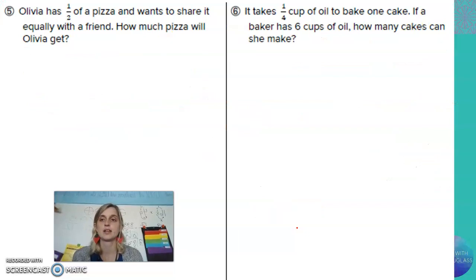Next up. Olivia has half of a pizza and wants to share it equally with a friend. How much pizza will Olivia get? A friend means one other friend, one person. So there's Olivia, and there's Olivia's friend.